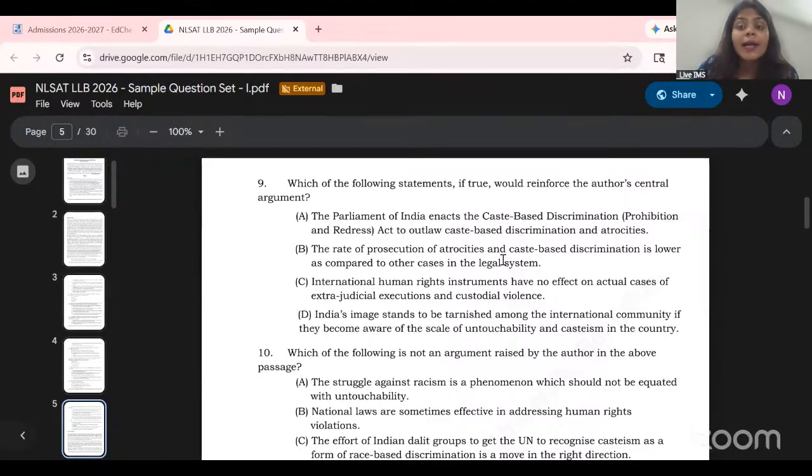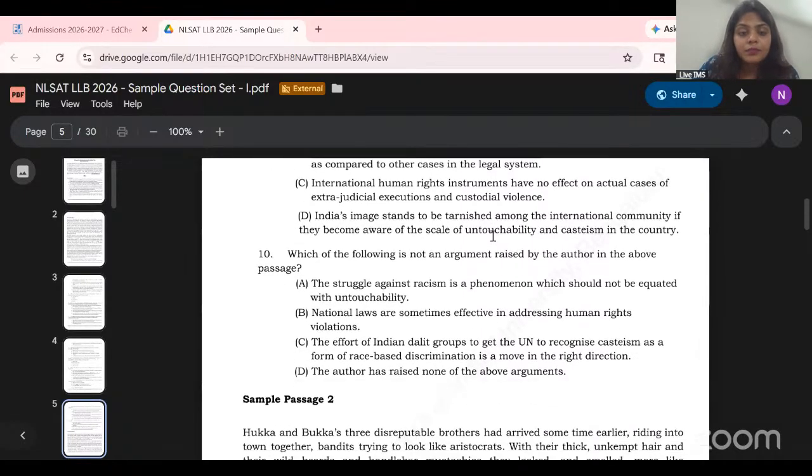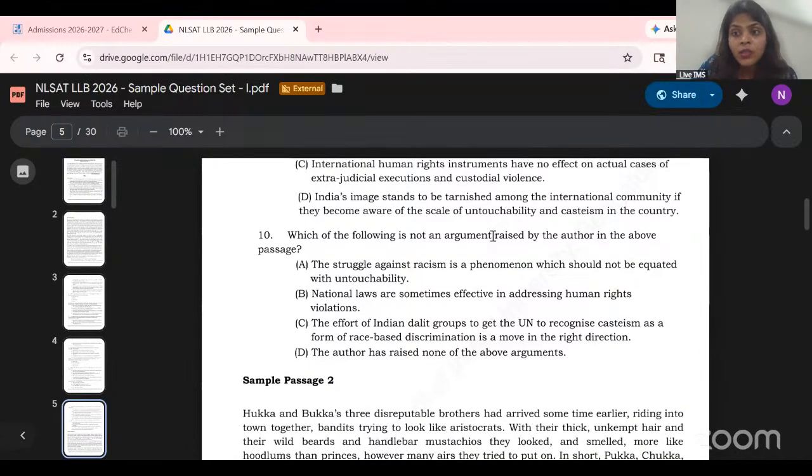B is actually highlighting the problem that the rate of prosecution of atrocities or caste-based discrimination is lower as compared to other cases in the legal system. So this is an actual problem which is happening, and that is why we need to draw attention. And that is why your correct answer is option B. All right. That is how you eliminate options. That is how you see which option is suiting in and which is not, as per the question asked.